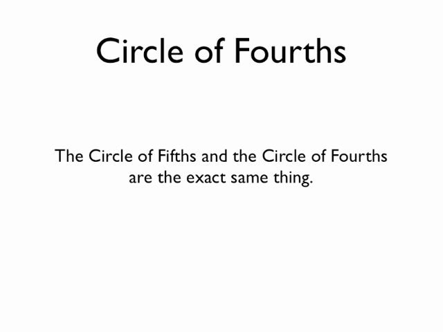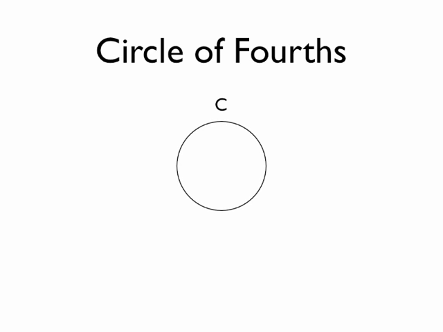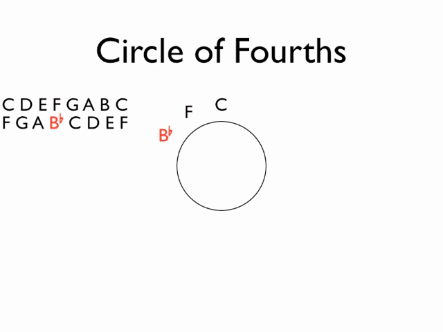We call it the Circle of Fifths because as you go clockwise from C, it's the fifth note of one key that becomes the first note of the next. But as you go counterclockwise, it's the fourth note of one key that becomes the first note of the next. So here's the circle, and I'm going to start putting in the keys on the left-hand side here. We're going quickly, but it doesn't really matter because you don't have to remember any of this stuff. I don't need you to take any notes today.